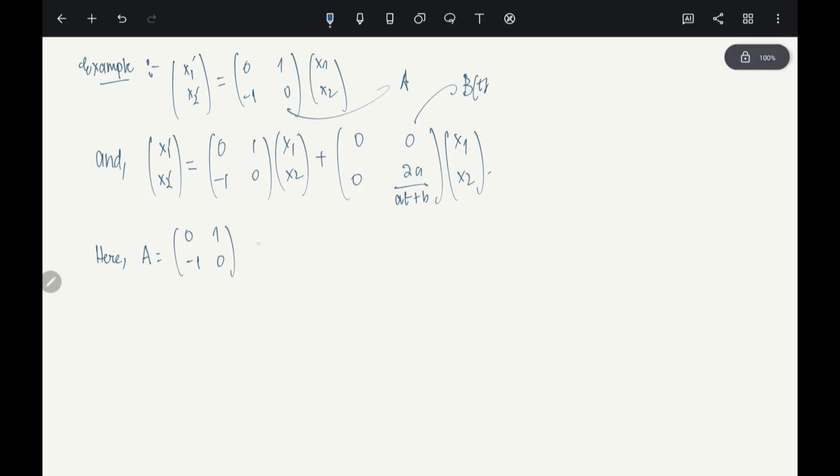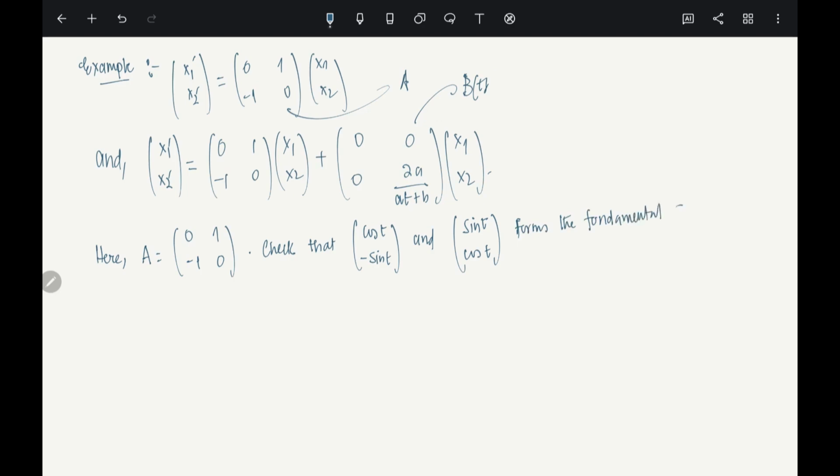So you have to check that cosine t, minus sine t and sine t, cosine t form the fundamental set, the fundamental system of solutions. These two give you the fundamental matrix, right?